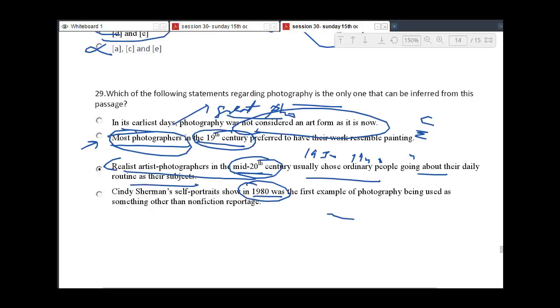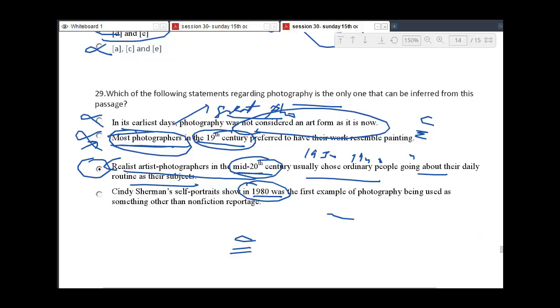So can I say that earliest days, we can't find the answer in the first paragraph? It is about great photographers, not most photographers. So this also has gone out. Cindy Sherman's. But I have found this, and therefore I would mark C. I would not waste my time in disproving option D. It has said that they were doing technically what they were doing. So it is basically people doing about their daily routine.